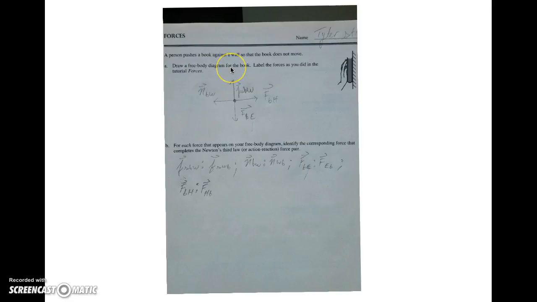A person pushes a book against a wall so that the book does not move. And we actually did something just like this in class, so it's pretty cool. We've got the force on the book by the hand, which is pushing towards the wall, and the normal force on the book by the wall, which is pushing equal and opposite. Now, not a Newton third law pair, but they are equal and opposite. Then we've got the force on the book by Earth, or weight, and our static friction on the book by the wall.